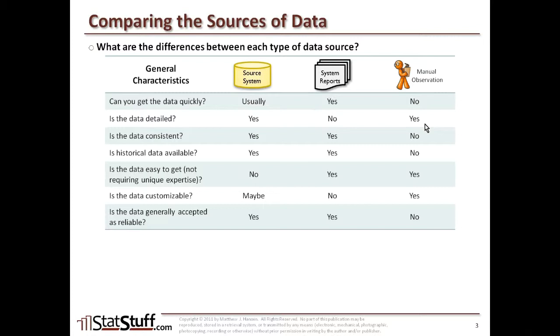But usually the source system and manual observation is going to be the most detailed type of data we collect. Consistency for the data for the source system, yes, it's going to generally be consistent in how the data is stored and collected and how it was planned for storing that data in the system. Same thing for the system report. Since it's coming from that source system and that source system is intended, or we assume that it's going to be consistent, then we would also presume that the system reports from that source system are going to be consistent as well. Manual observation, that's not always going to be consistent.